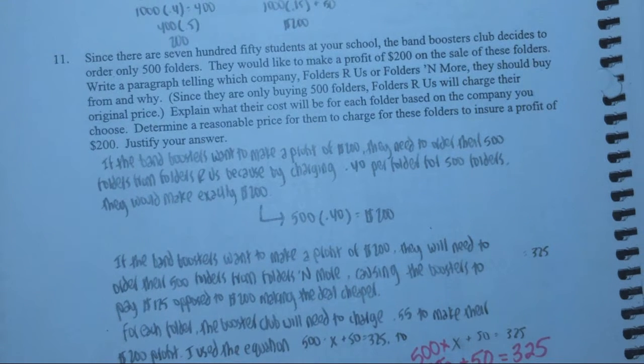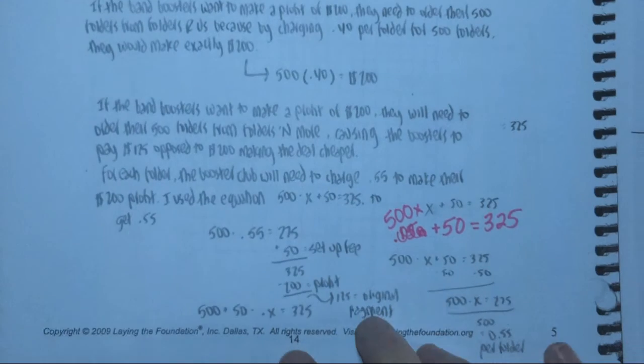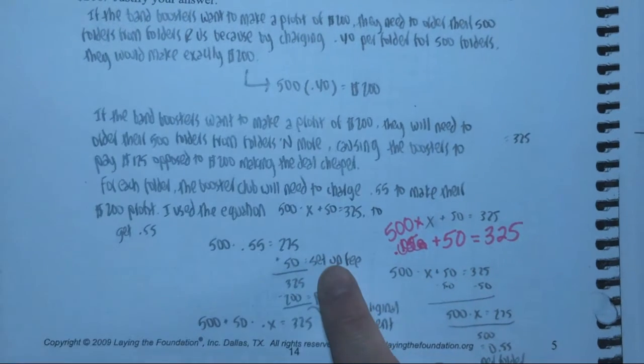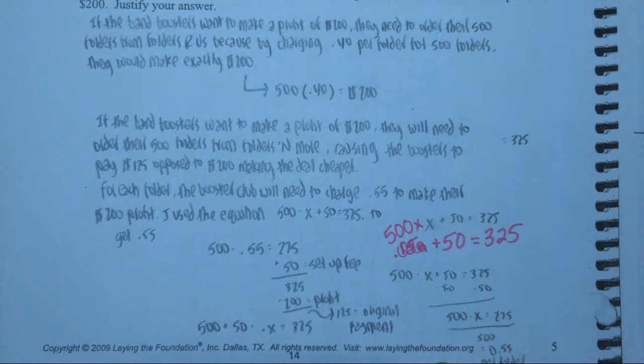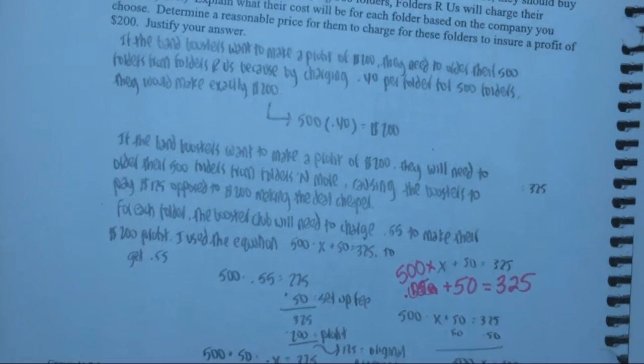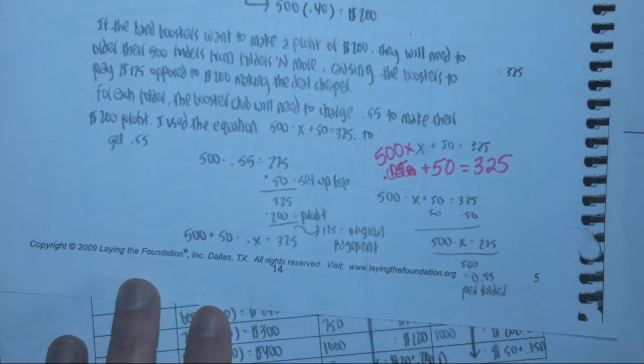Okay, so for each folder, they would have to pay 55 cents for each one, and I got that by doing the equation 500, which is the number of folders, and then X is the amount per folder, and then 50 is the setup fee, and 325 is how much you have to pay plus the $200 profit. So we should probably... Did you say X plus Y?